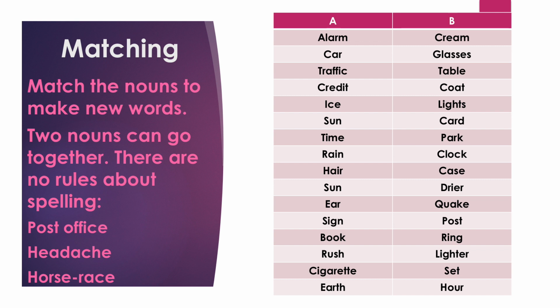Then we go to matching. Matching the noun usually results in a compound noun. A compound noun is usually composed of two or more words. These words can be written in three different ways. They can be written as two separate words as post office, or one single word as a headache, or two separate words separated by a hyphen as in horse race.